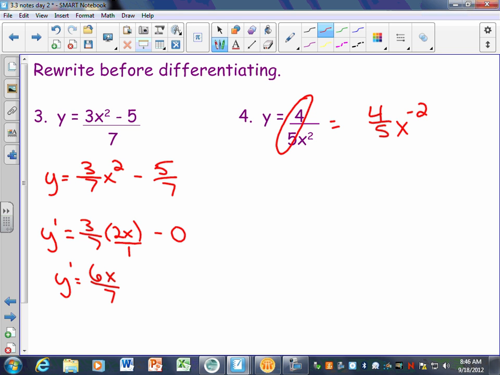Again, the quotient rule is going to get you the right answer, but you're probably going to get mad if you do the quotient rule and then you realize you didn't have to.